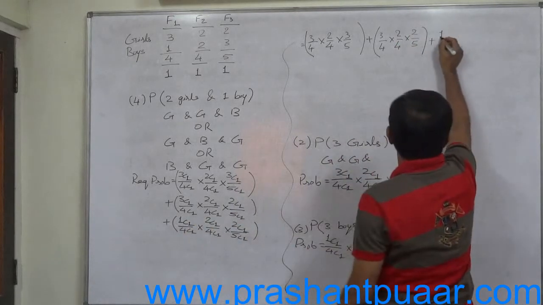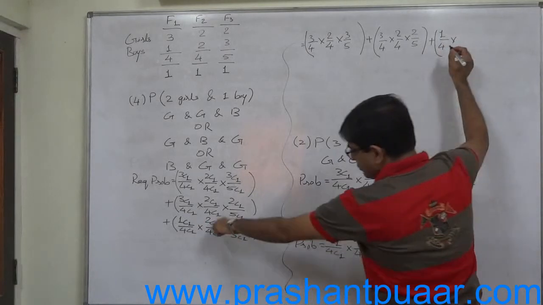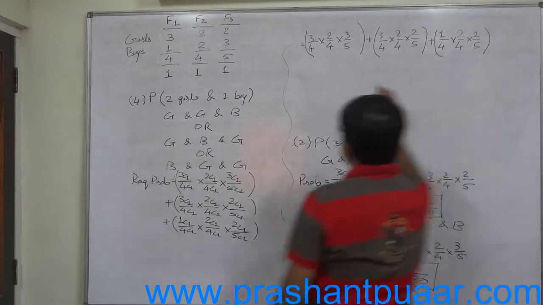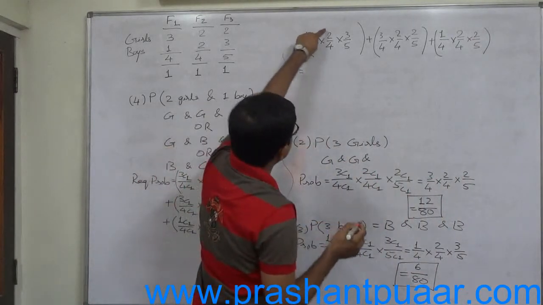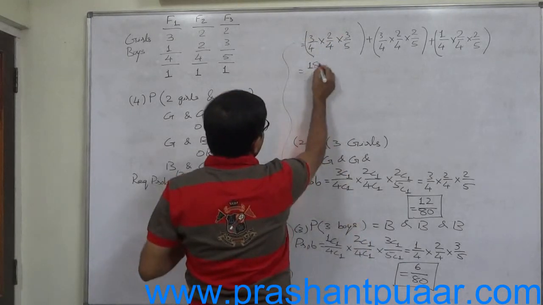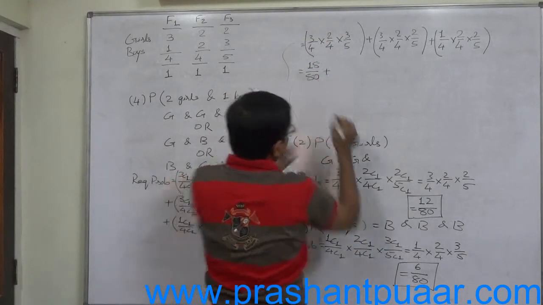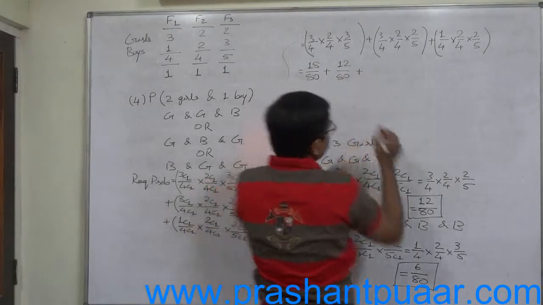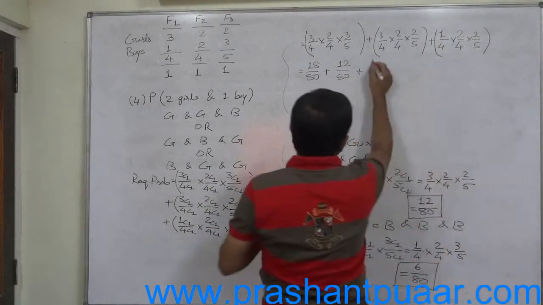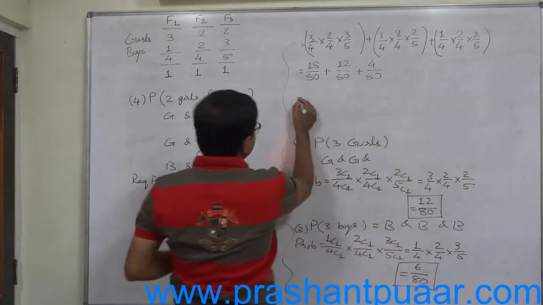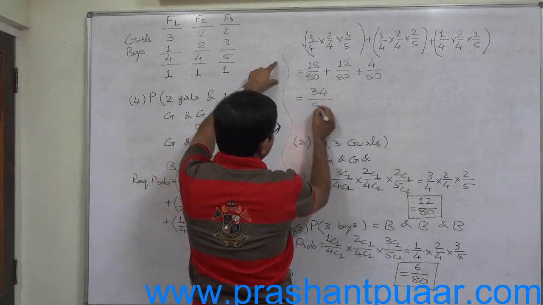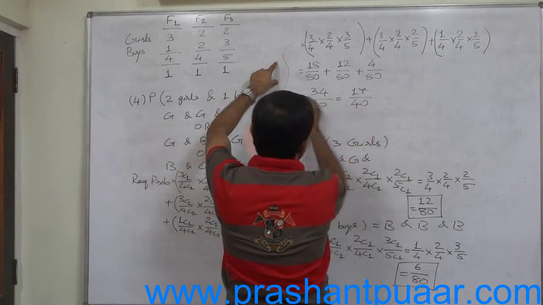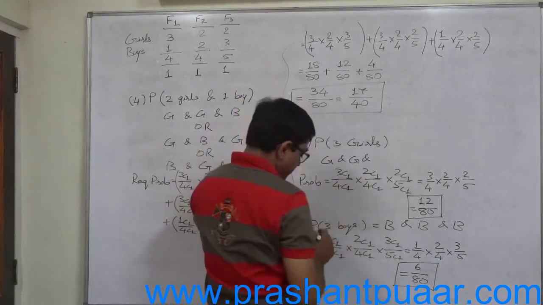plus 1/4 into 2/4 into 2/5. The simplification is 3 into 2 is 6, into 3 is 18, divided by 80, plus 3 into 2 is 6, into 2 is 12, divided by 80, plus 1 into 2 is 2, 2 into 2 is 4, divided by 80. It is 34 divided by 80 or 17 divided by 40. You can get the answer in decimal form.